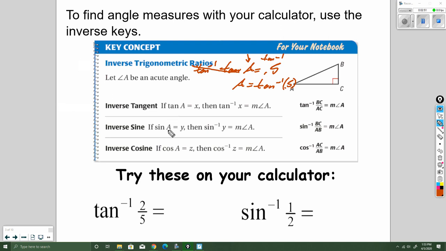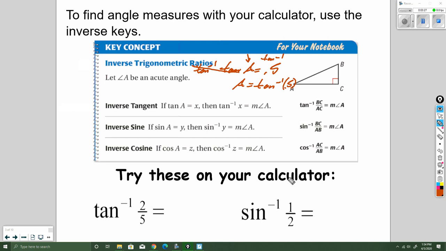Once we have that ratio set up, we can do inverse tangent, inverse sine, or inverse cosine. I want you to try these on your calculator to make sure you get the right degree measure. One thing you're going to have to do is make sure your calculator is set for degrees. We talked about this before. In future classes, you'll talk about radians and maybe use radians in those classes, but we're just going to use degrees.